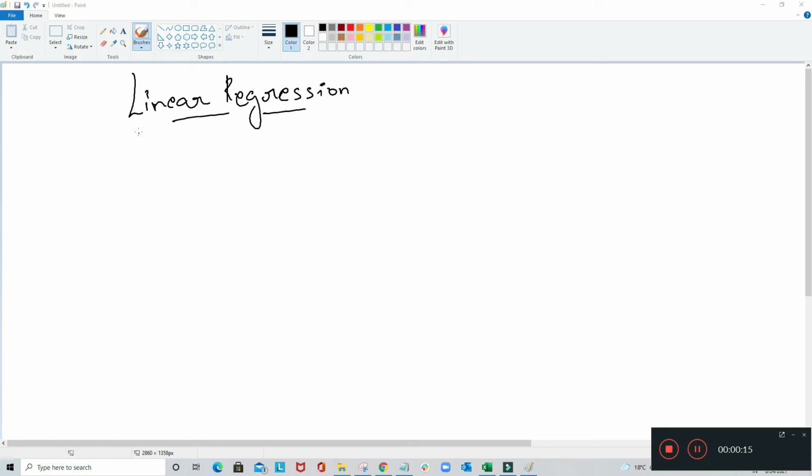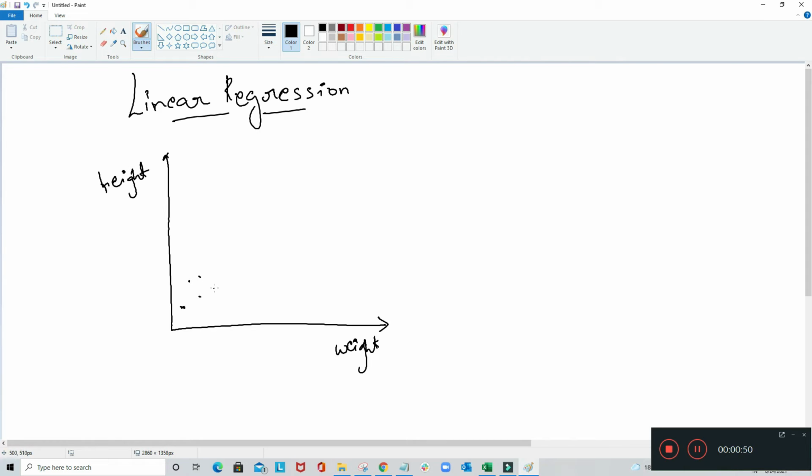So consider we have two features. Let it be weight and height of a person. So if we know weight of a person, then we have to predict height of a person. And imagine the distribution of points is like this.